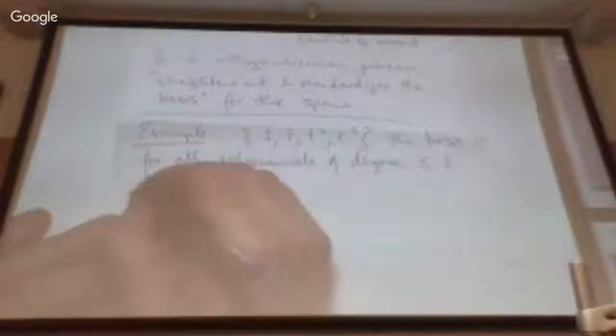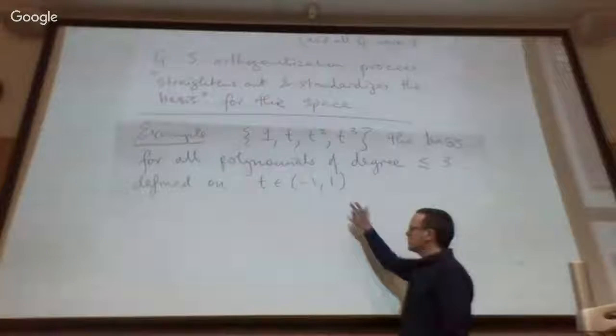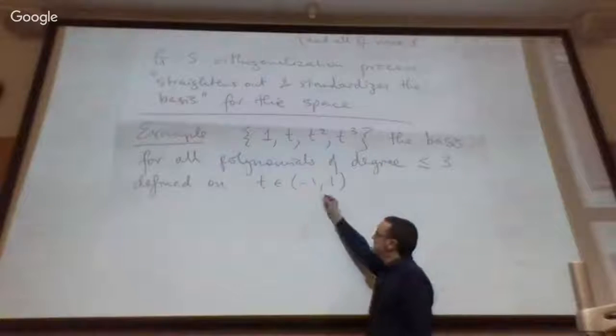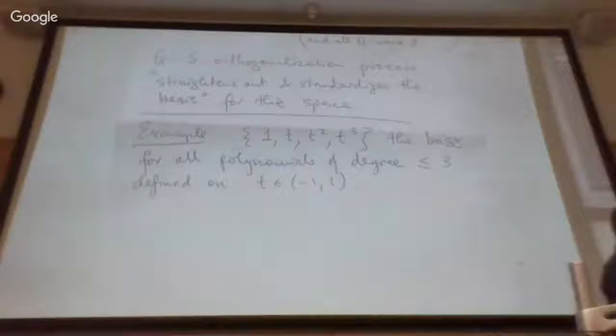Considering these as polynomials of degree 3 defined on the interval minus 1 to 1, we're considering the vector space of polynomial functions of degree at most 3 defined on the interval minus 1 to 1. This is a vector space. These functions can be added and scalar multiplied to give functions of the same type, polynomial functions of degree at most 3 defined in this interval. There's a clear standard inner product.